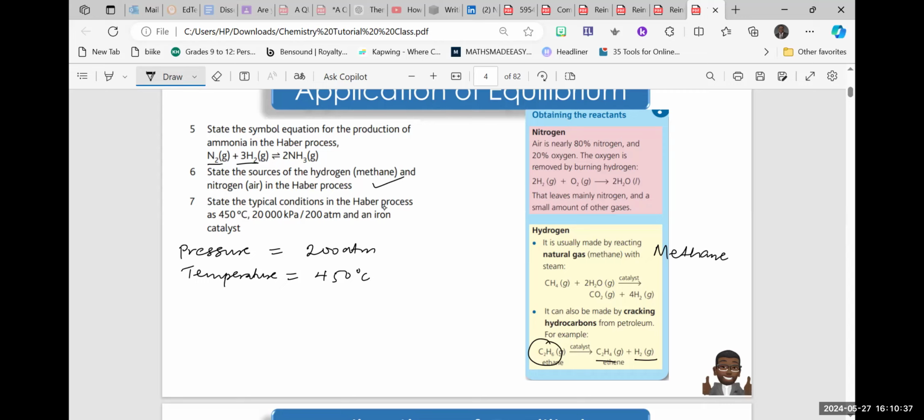So the contact process pressure is 2, while the Haber process is 200. That's the way I do association and remember stuff, right? Both of them have the same temperature, 450 degrees Celsius, but the Haber process pressure is 200 atmosphere, while the contact process pressure is what? 2 atmosphere.